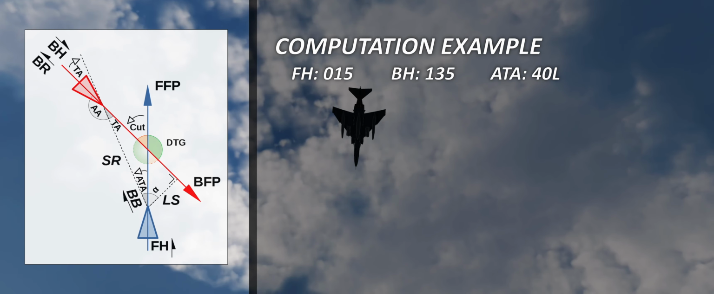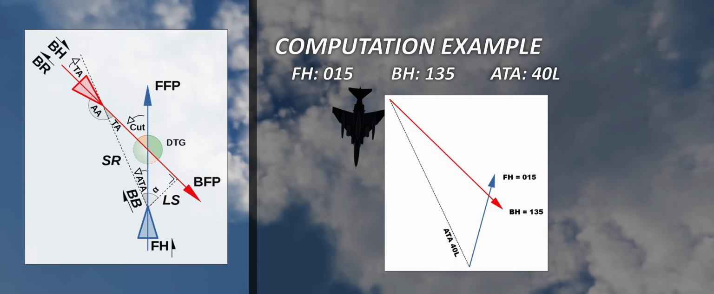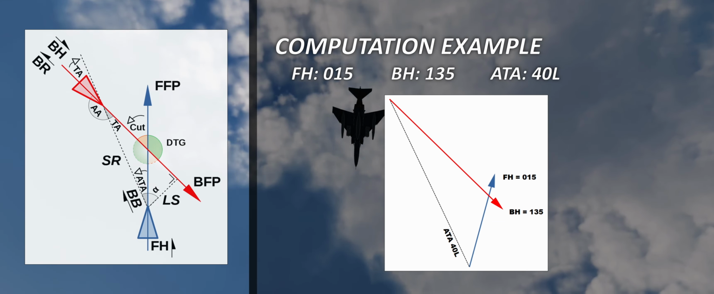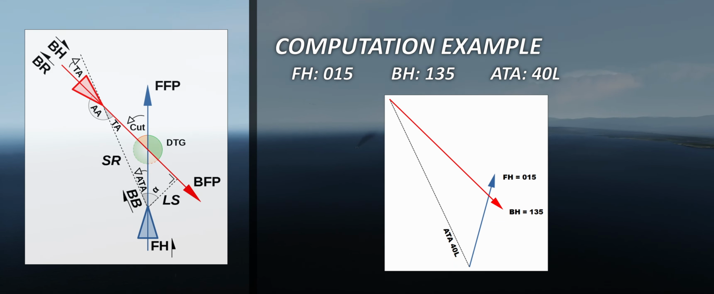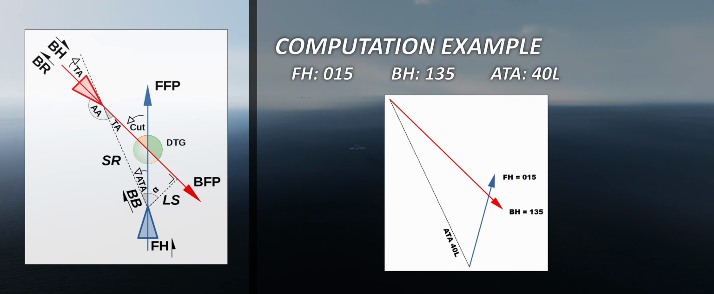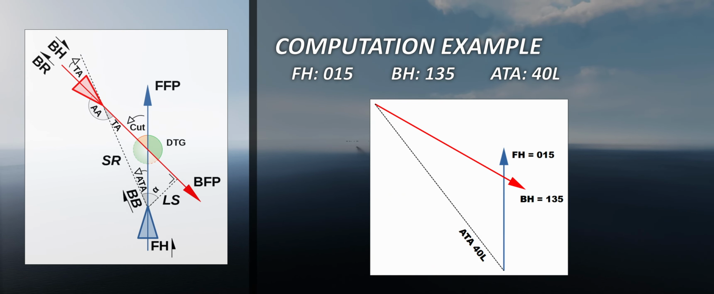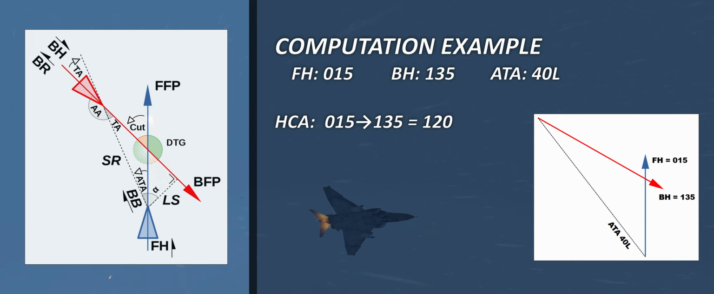Let's now see an example of complete computation, with the only known value being the bandit heading, with the goal of achieving collision course. The fighter heading is 0.15, ATA is 40 left. This sketch is not precise down to the single degree, but close enough. First, we determine the HCA from a BDHI. Since the BDHI always points toward the fighter heading, let's rearrange the sketch to match it. Then, from 0.15 to 135, we turn right 120 degrees. And this is our HCA.